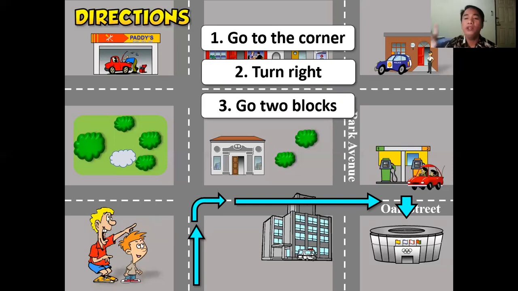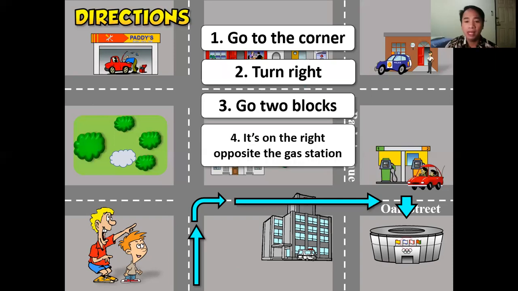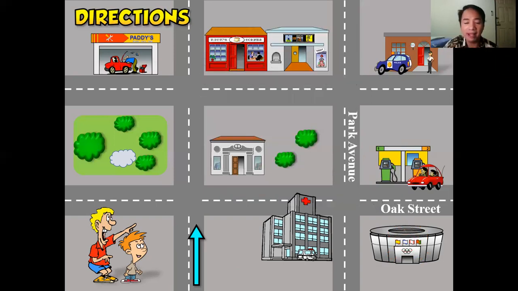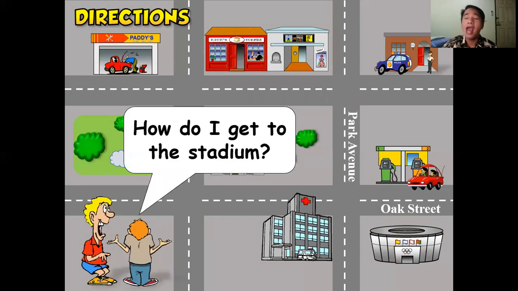It's on the right side of the road, opposite to the gas station. Okay, so this is the gas station on the opposite side. That's the landmark. And then on the right side is the stadium. Okay, so again, let's do it step by step. How do I get to the stadium? So this is how you give direction.